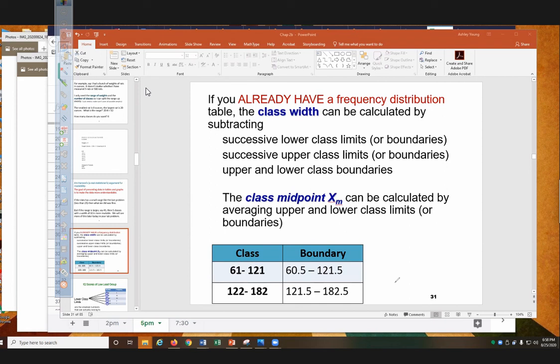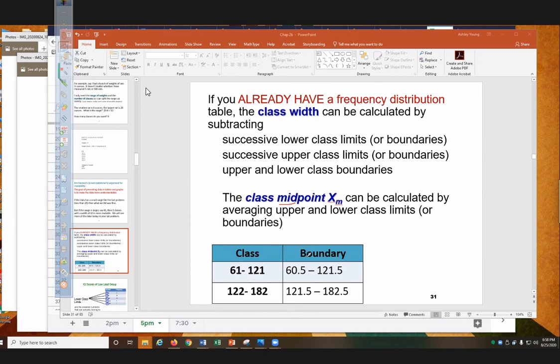Boundaries. Class midpoints. Midpoints are the number in the middle. Anytime you see mid, that means the middle, which means you're going to take the two ends and average them to find the middle. In this case, you're finding the midpoint of the class. So you're going to take the beginning and end of the class, and you're going to average them.